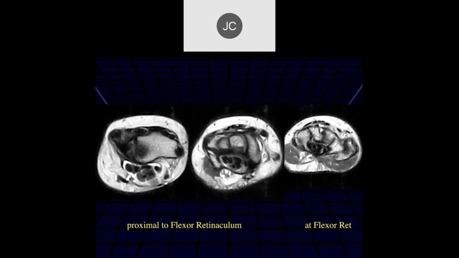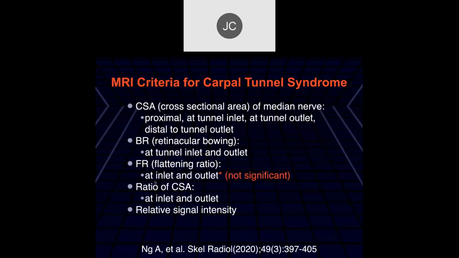So what we basically see is fluid within the flexor tendon sheath proximal to the tunnel, and this is actually the median nerve, which is also much larger proximal than we see it inside the flexor retinaculum. So this was another patient who actually had symptoms of carpal tunnel syndrome with tenosynovitis and some swelling of that nerve.